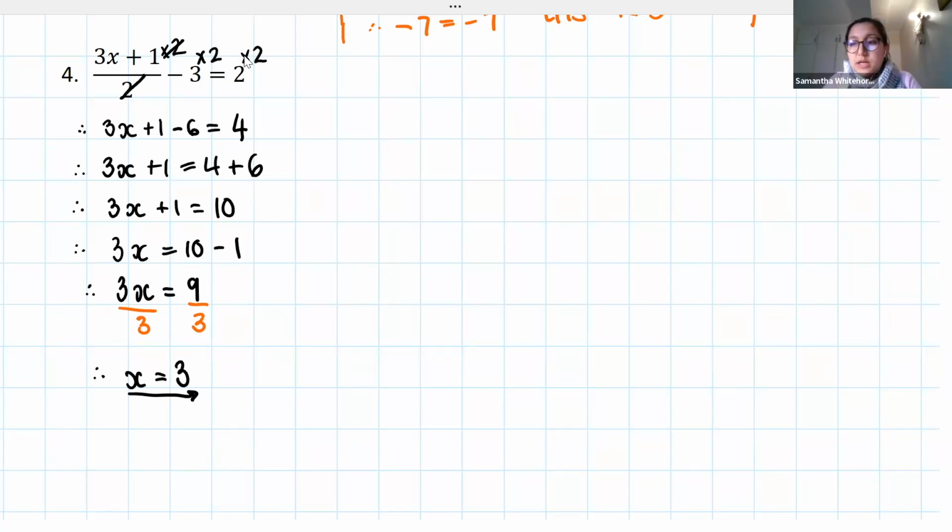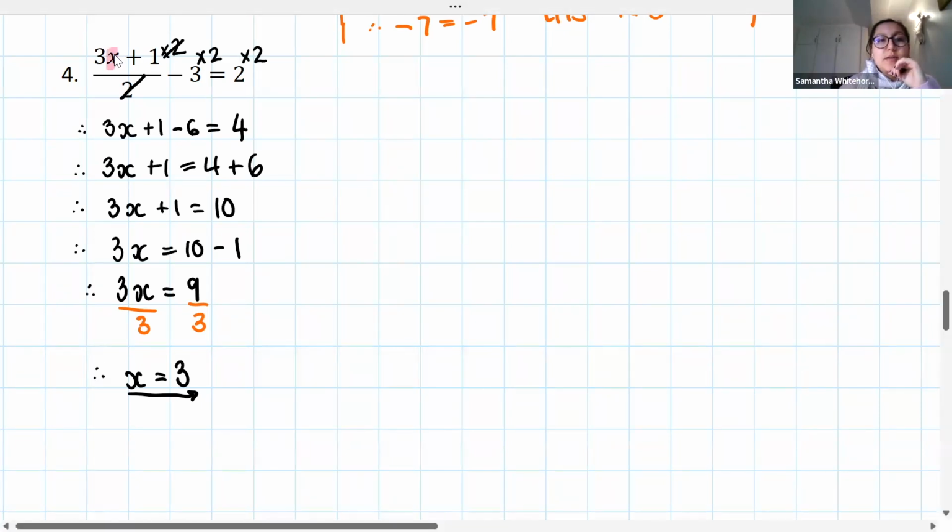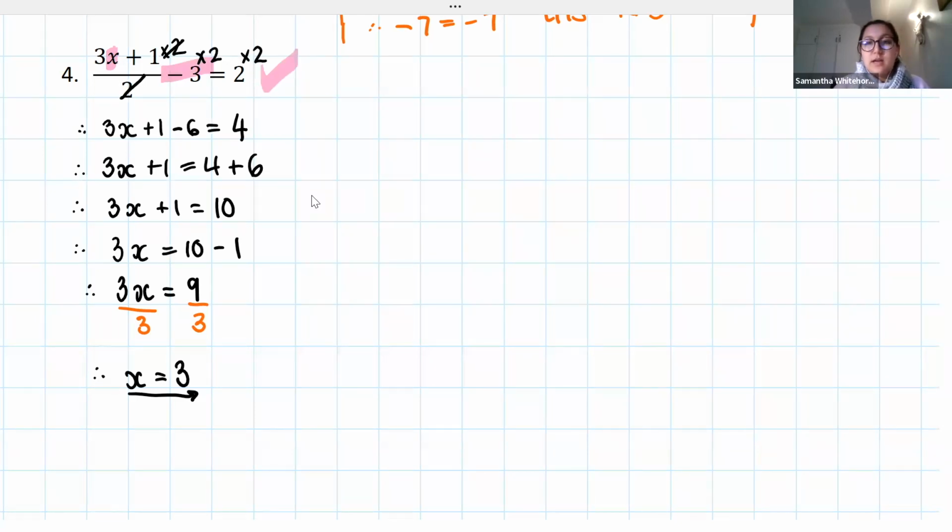Also, double check yourself. So 1 or 2 of you had said x equals 2. If you got x equals 2, you wouldn't get left-hand side equals right-hand side. So just double check. If we substitute 3 in place of our x, we've got 3 times 3, which is 9, plus 1, which is 10, divided by 2, which is 5. And then 5 minus 3 does give us 2. So the left is equal to the right. And so we know that this answer of x equals 3 is correct.